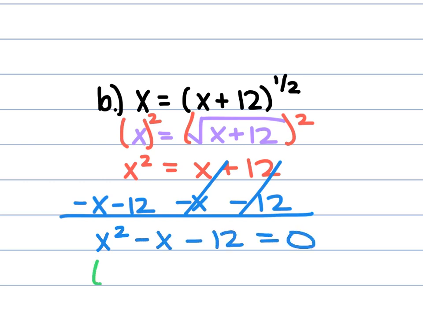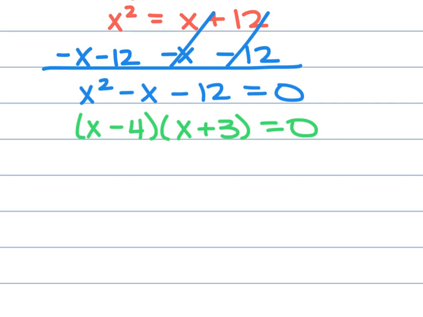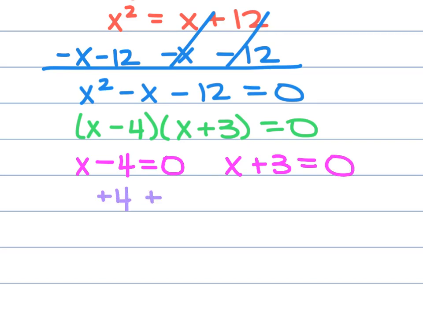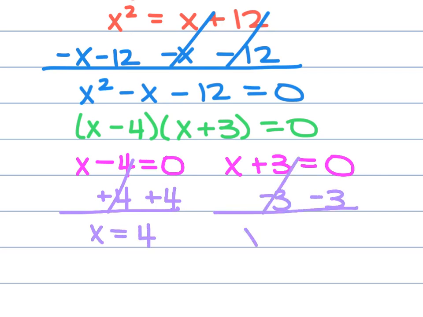We can factor this to be x minus 4 times x plus 3 is equal to 0. Then we're going to set each of them equal to 0 and solve. So we're going to add the 4, get x is equal to 4. We're going to subtract the 3. We get x is equal to negative 3.